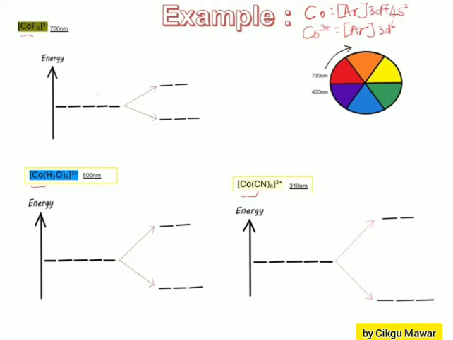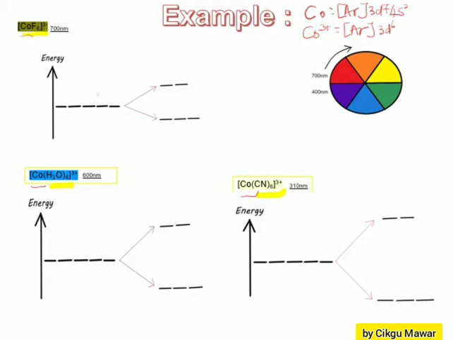For the first one, hexafluorocobaltate 3 ion, we use the fluoride ion, which is fluoro. The second complex ion is hexaaqua cobalt 3 ion, where we use aqua, and the third one uses the cyanide ion, so the name is hexacyano cobalt 3 ion. Among these three ligands, cyano is the strongest ligand, followed by water, aqua, and followed by fluoro.